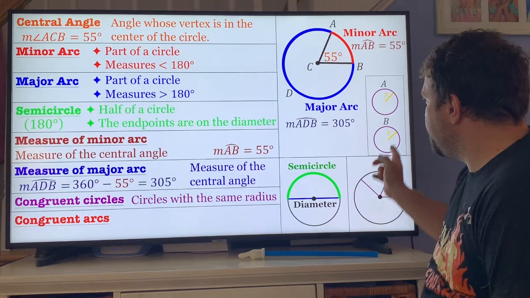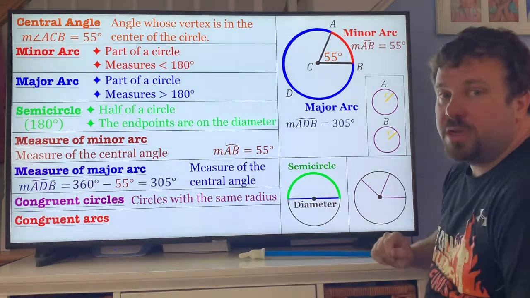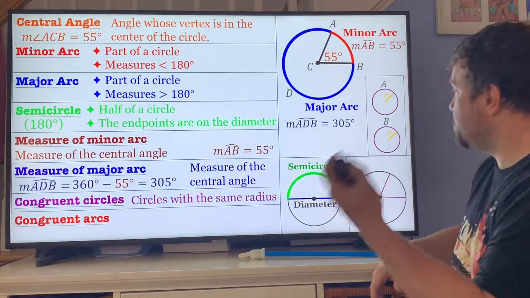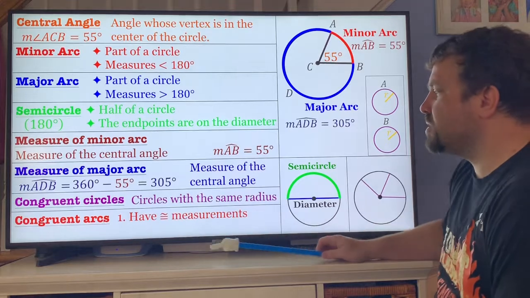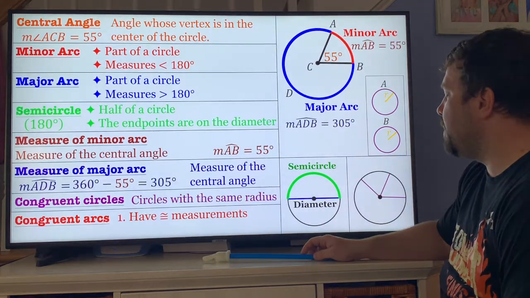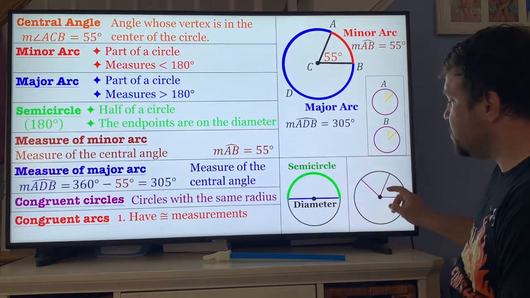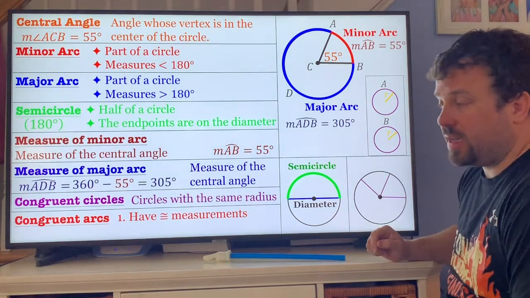So right here, radius is the same, therefore the circles are the same. Also diameter, like I said before. So congruent arcs have congruent measurements, meaning the central angles are the same.